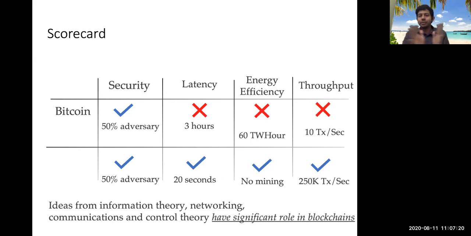And the main thing I want to conclude the talk with is that ideas from stochastic processes, information theory, networking, communications, and control actually have a very significant role to play in blockchains because of the underlying randomness in these processes. And very little attention has gone in from these dimensions to understand blockchains till now. And we're hoping that that'll change as we go forward. Thank you all for listening to the talk. I'm happy to stay and discuss.